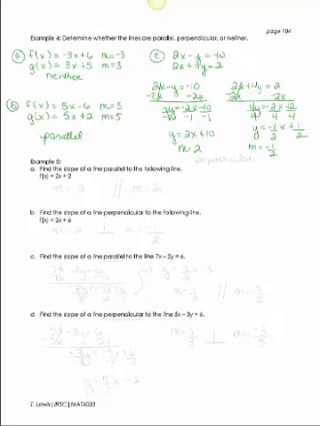Comparing slopes, the slopes are negative reciprocals of each other. Therefore, we have perpendicular lines.